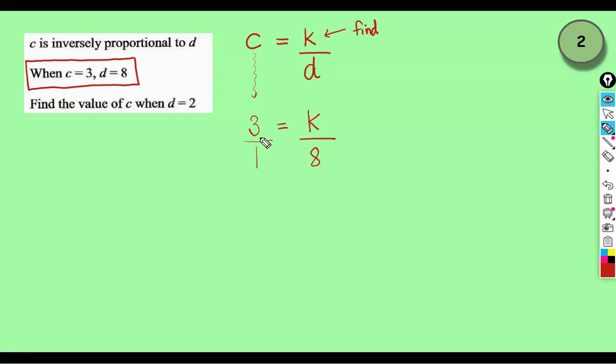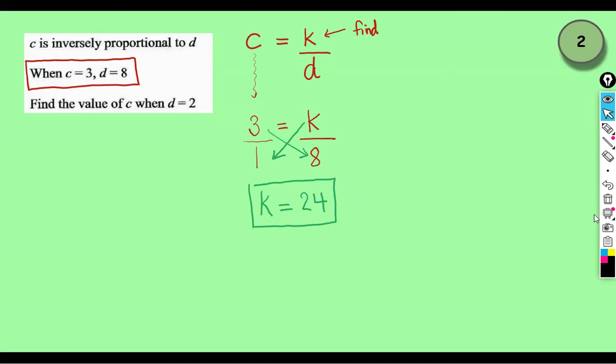You think you all could cross multiply and solve for K? And once you figure out the value of K, it will never, ever change for the rest of the question. Let's cross multiply and see. K by 1 is K. 3 by 8 is 24, right? So that means K is 24.